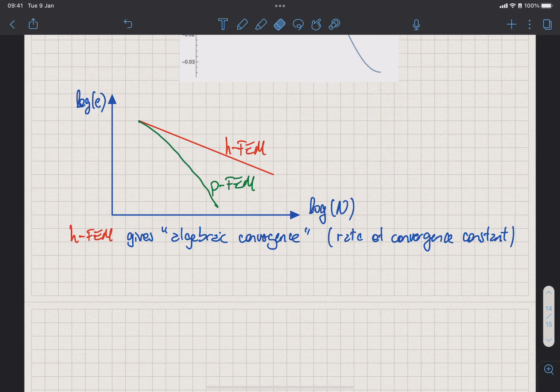On the other hand, p-FEM gives what we call exponential rate of convergence. And as you can see, that basically means that the slope is actually changing with increasing number of degrees of freedom, which essentially is telling you that the more you increase the polynomial interpolation, the error is going to be reduced faster.